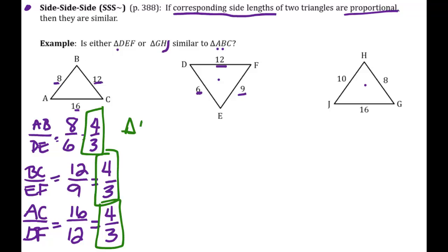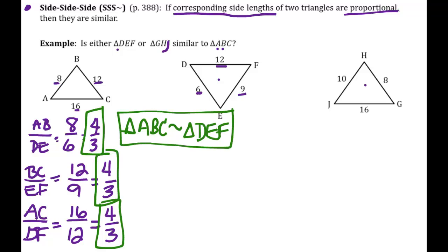Triangle ABC is similar to triangle DEF. So that would be your similarity statement for those two. ABC is similar to DEF. All right, let's check the other triangle. Let's use a different color. We'll do blue. And so AB, again, smallest number to smallest number.